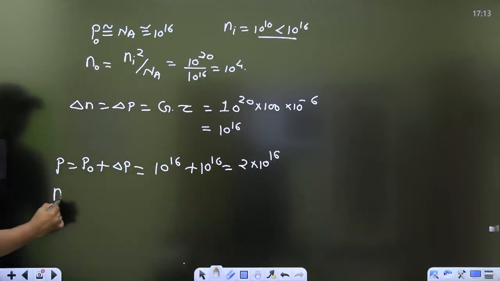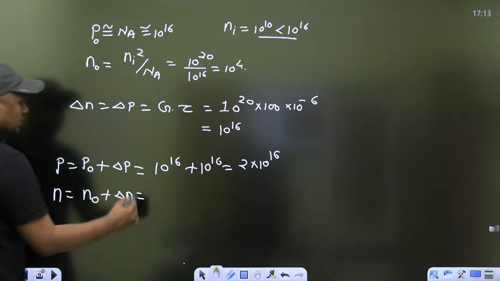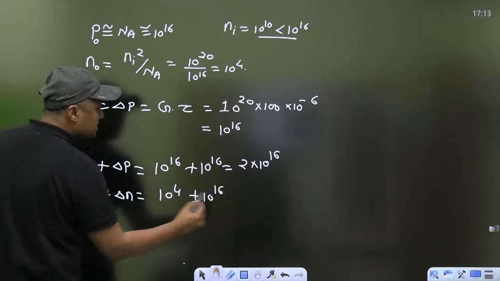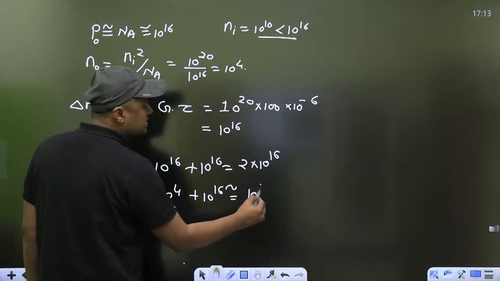What is the new electron concentration? N naught plus del N. Then it is 10 to the power 4 plus 10 to the power 16. This is negligible as compared to 10 to the power 16. It is nearly equal to 10 to the power 16.